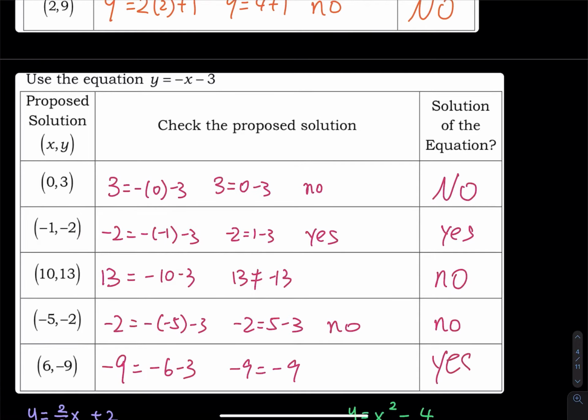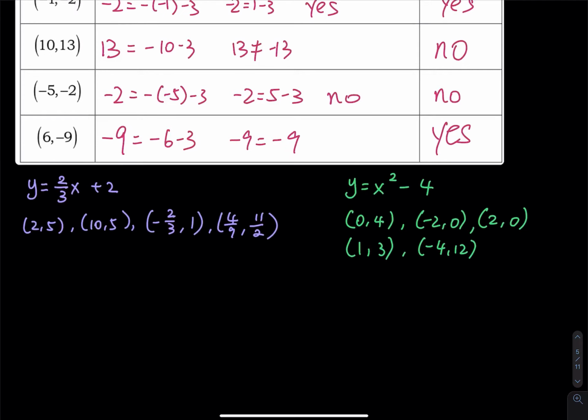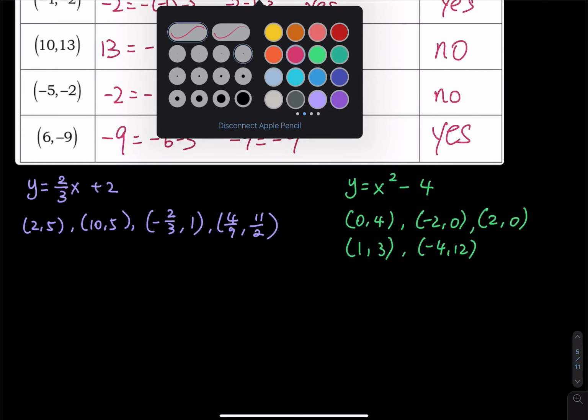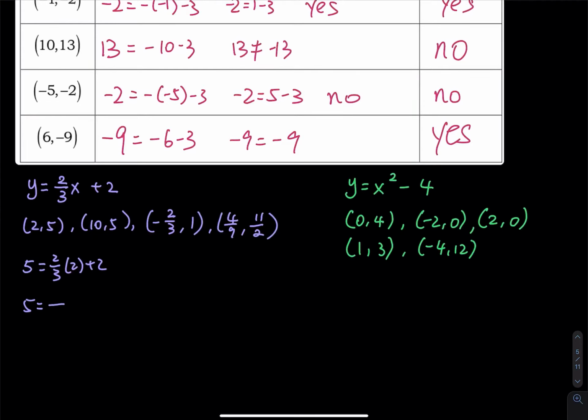Okay, so let's do a few more. So I have 2 more equations, and then you have to do the checks for me. So first one, let's do the check. So when y is equal to 5, we have 2/3 times 2 plus 2. So this is 5 equals, this will be 4 over 3, right? And then plus 2, put that in fraction, so that will be 2 and then a 6, right? So 5 equals 10 over 3.